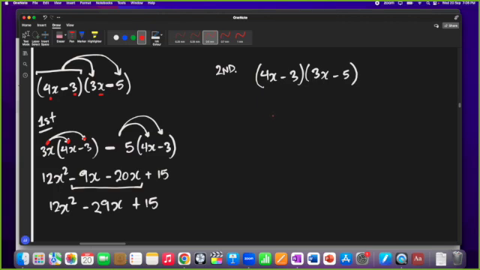What is the acronym? What does FOIL mean? I don't think I've ever heard of FOIL. So it's like first term by first term. Oh, yeah, that one. Yeah.